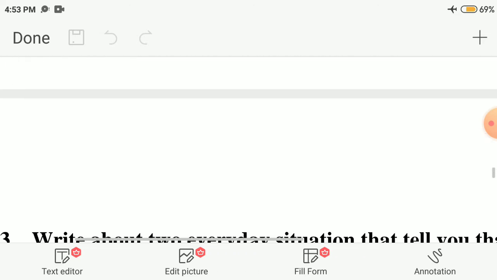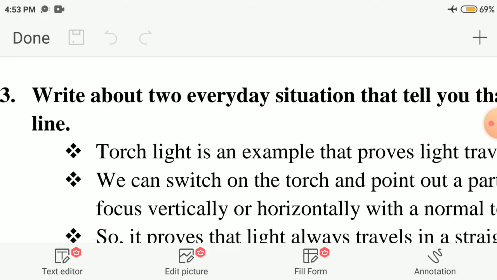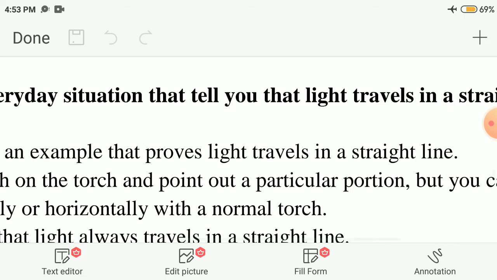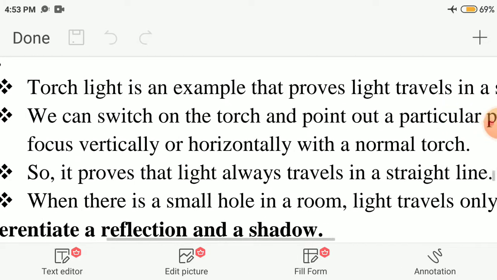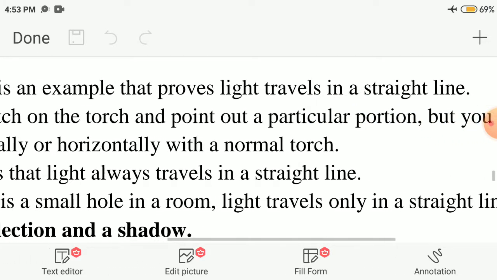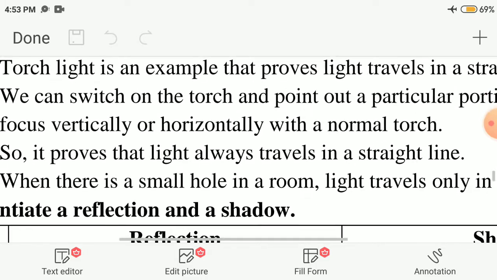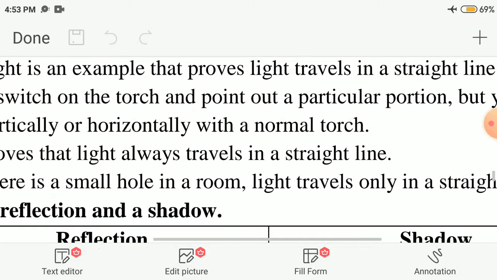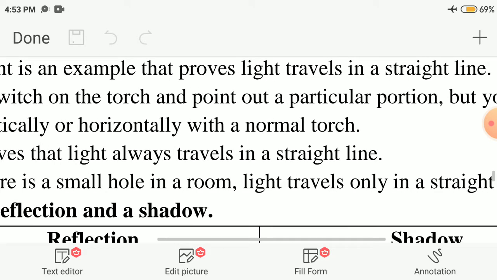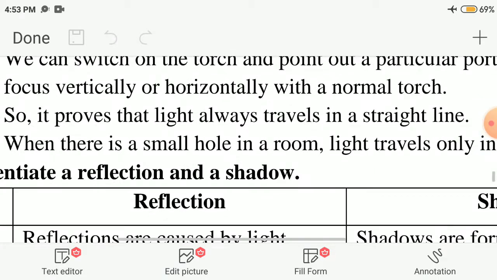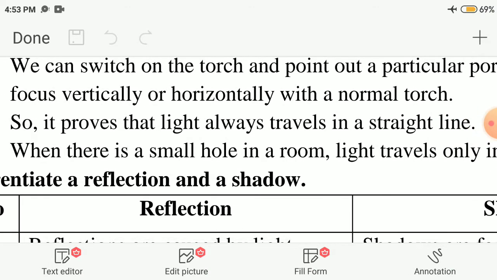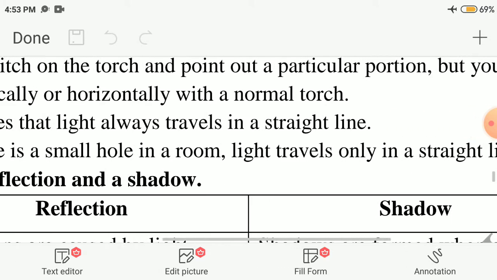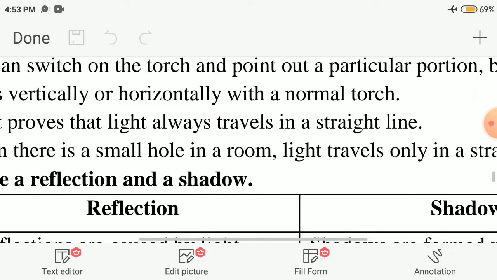Next, third question. Write about two everyday situations that tell you that light travels in a straight line. Torchlight is an example that proves light travels in a straight line. We can switch on the torch and point out a particular portion, but you cannot focus vertically or horizontally with a normal torch. So it proves that light always travels in a straight line. When there is a small hole in a room, light travels only in a straight line.